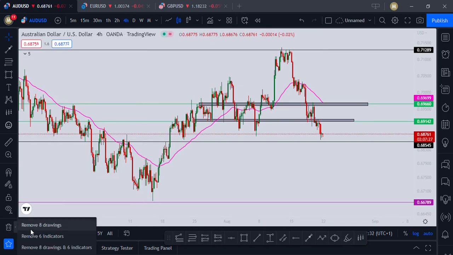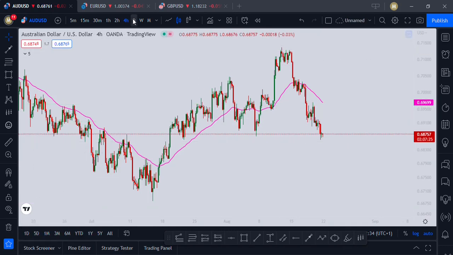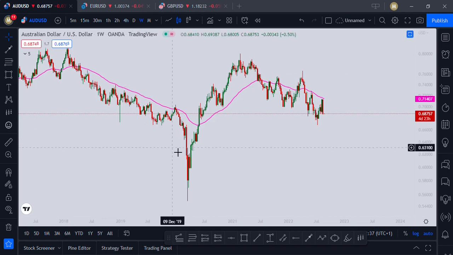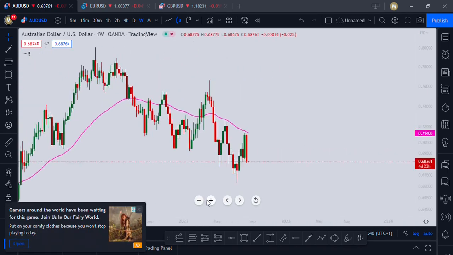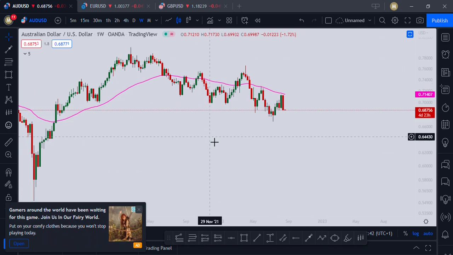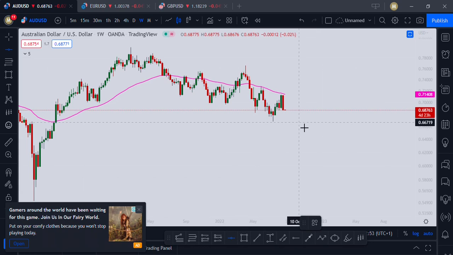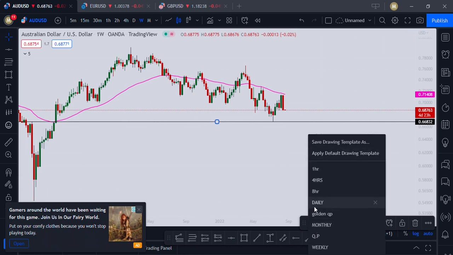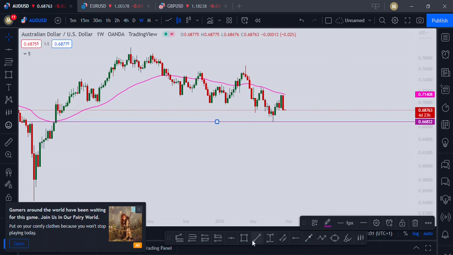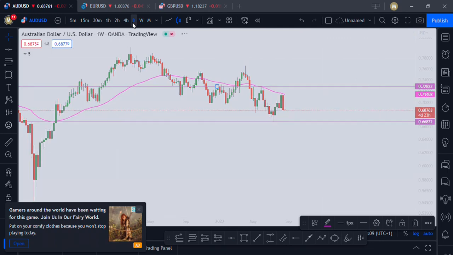Let's wipe this up. Let's start from the weekly. As we can see, lately AUD USD has been making lower lows, lower highs. So definitely it has been in a downtrend. Let's mark out the weekly. Good. So let's go down to the daily.